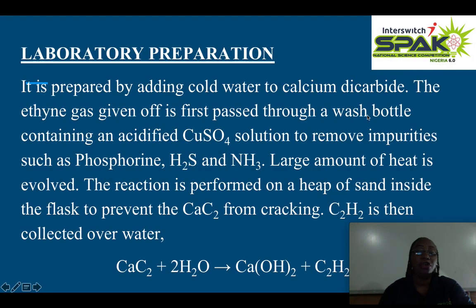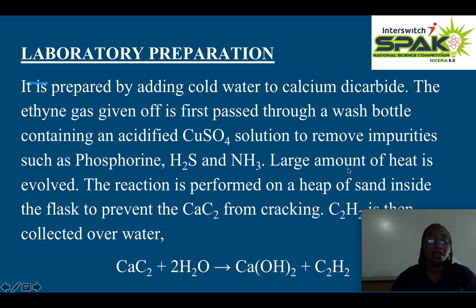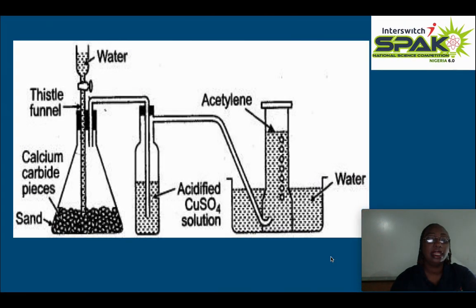They are prepared by adding cold water to calcium carbide, as you can see in this reaction. Calcium carbide plus water will give you calcium hydroxide and ethyne. This is the diagram for the preparation of ethyne. The calcium carbide is with sand, then you put your thistle funnel there, and the ethyne is produced. Acidified copper sulfate removes impurities, and your ethyne is produced.